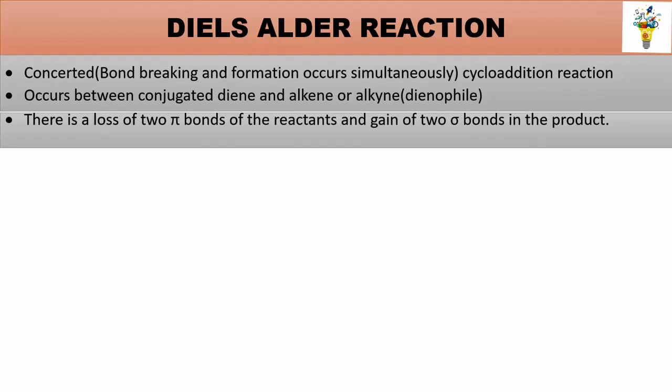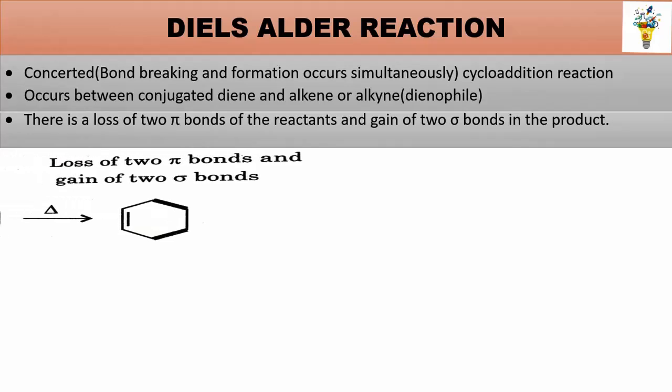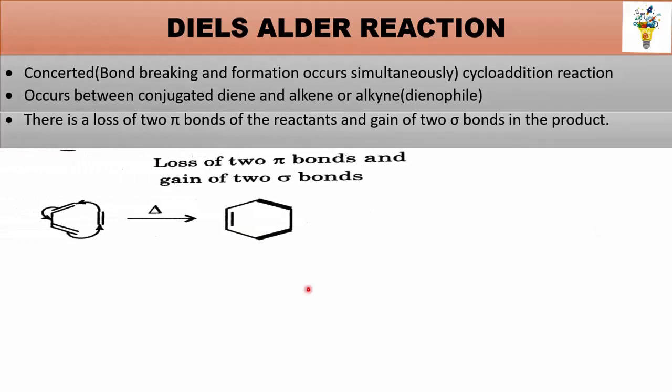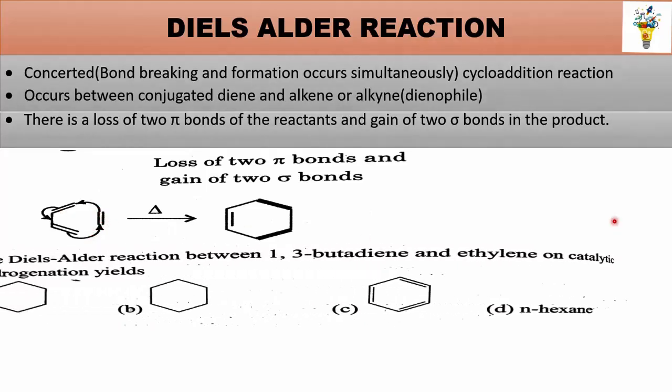In this type of Diels-Alder reaction there is a loss of two pi bonds and formation of two sigma bonds. So in the pictorial we can see the two pi bonds, and here the two sigma bonds are formed. Totally three pi bonds are there, so collectively two pi bonds are lost. So in the product it has only one pi bond and there are two sigma bonds between the dienophile and the diene.